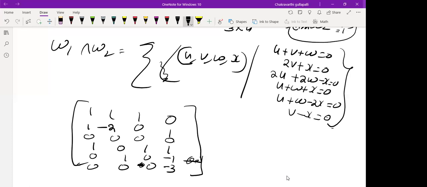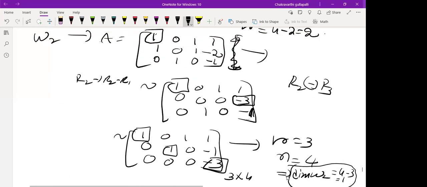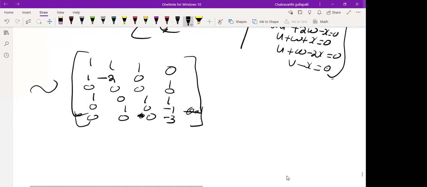Okay. I'm taking the equivalent form. Instead of reducing it again, we have already done the work. Let us use that. So we want to reduce this to echelon form. This is the leader, below that 0. So I'll try to make this 0.